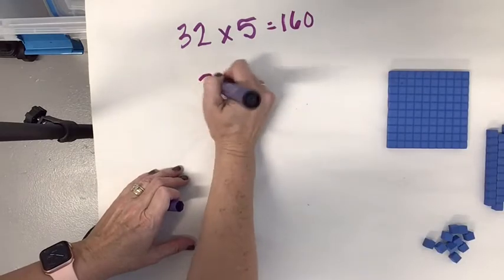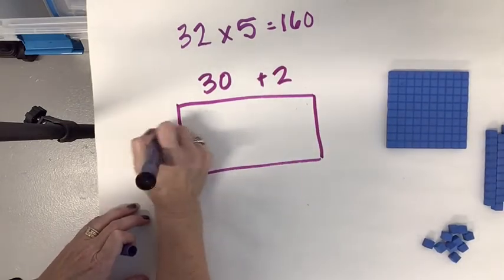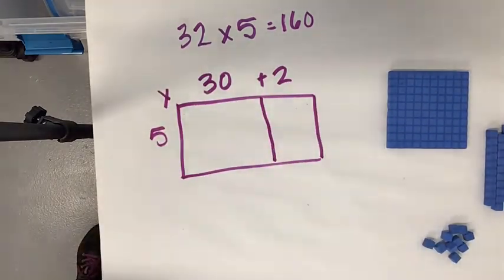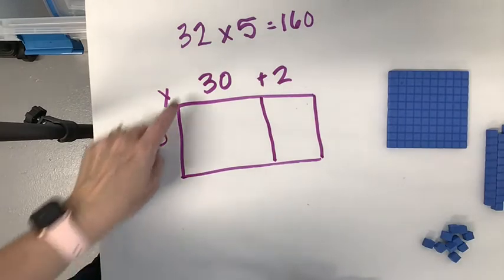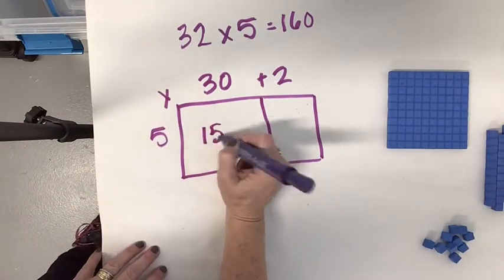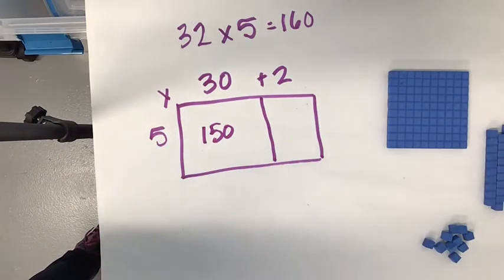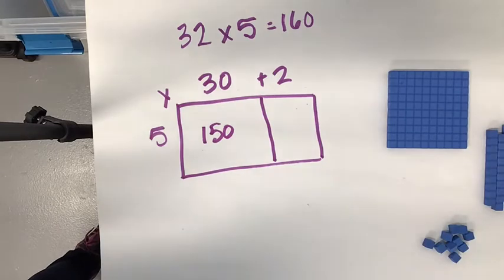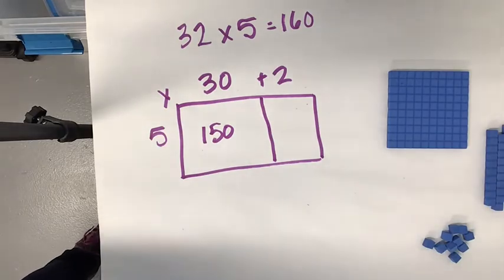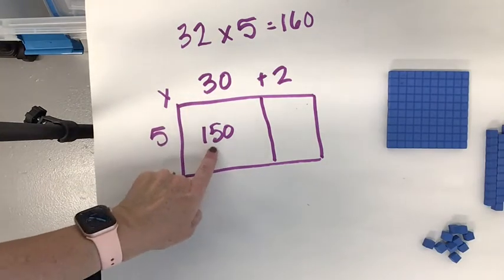Now let's talk about what that looks like if I use this model. If I break this apart by its place value, then I could say 5 times 30, which is 150, or if I needed to help them with that, I might not know 5 times 30, but I do know 5 times 3 tens, and that would be 15 tens. So I can help them break those numbers apart to remind them of that understanding that they already have and make this a little bit easier. So 5 times 3 tens is 15 tens, or 150.